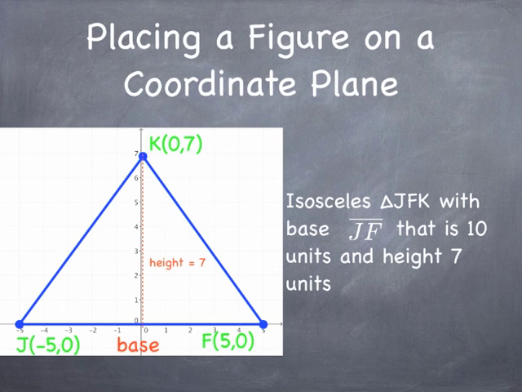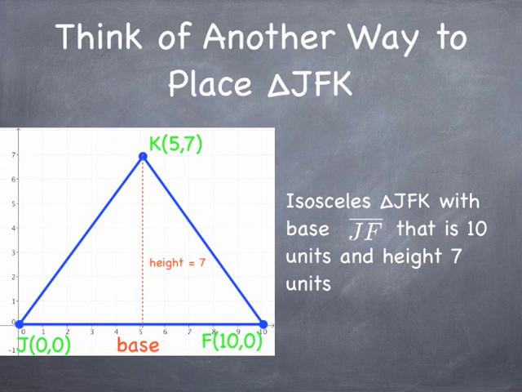Another would be to put one of the corners, one of the vertices, in the origin. So for example, if we put J at 0, 0, that means F would have to be at 10, 0. And point K is at 5, 7. The reason K is at 5 for its x value is it's half the length of the base.